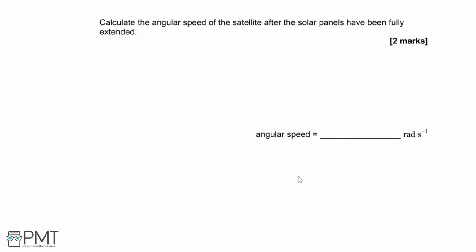Calculate the angular speed of the satellite after the solar panels have been fully extended. So angular speed, angular velocity, doesn't matter. We're trying to find this value of omega. Now remember we said that L is equal to I times omega, and that's labelled in the previous part of the question. But if we rearrange to make omega the subject, remember that angular momentum is going to be conserved from the previous part of the question, so L is actually going to be the same, and that was 572 kilogram meters squared radians per second.